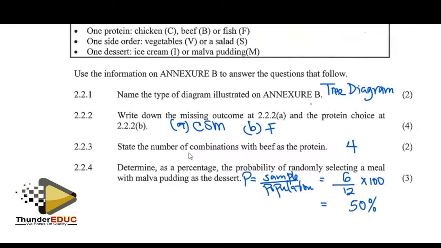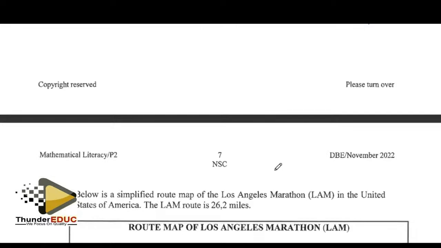Why did I multiply by 100? They asked me to determine probability as a percentage. And I went ahead, I used the probability method, which is sample over population. But because they need a percentage, I multiply by 100. Out of my 12 chances, I have 6 which I'm sure of, over 12 that are all the ones. And I multiply by 100, I end up having 50%.